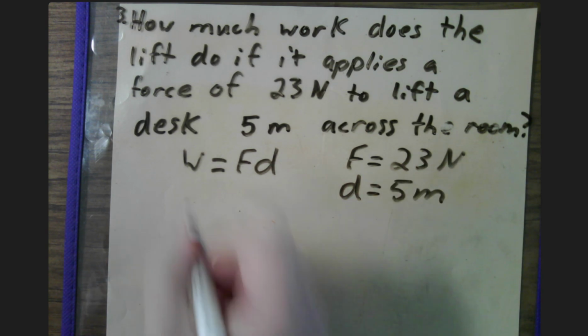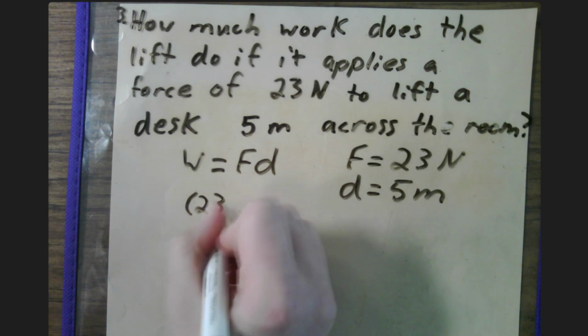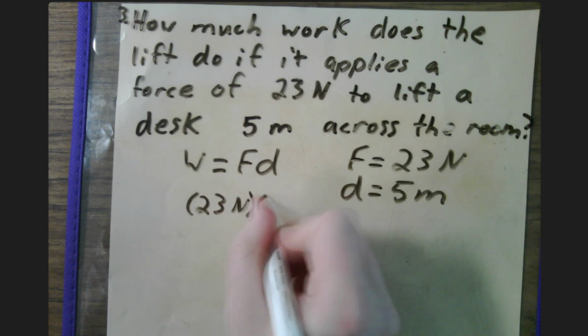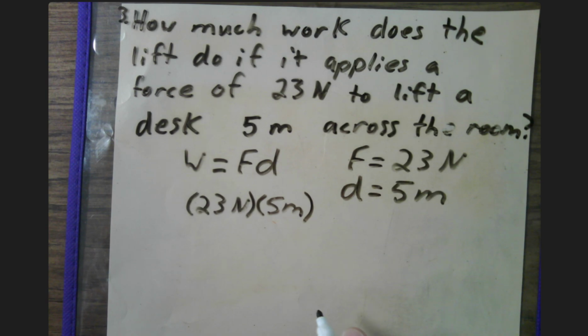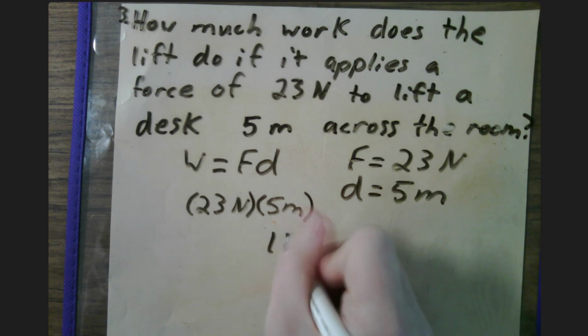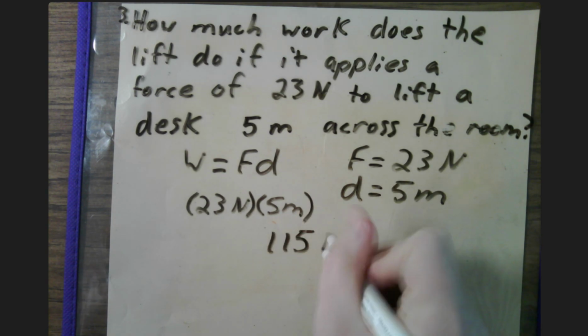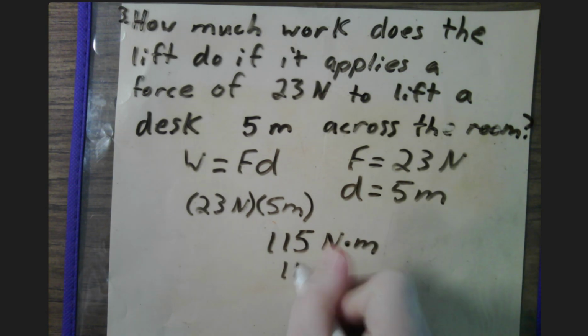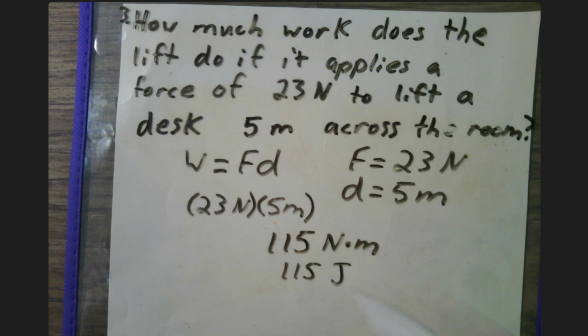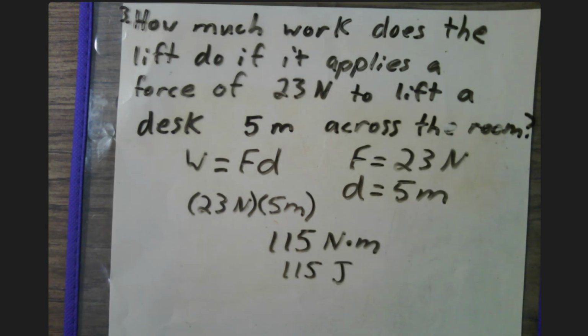So let's plug in what we know. We have 23 newtons times 5 meters. And that is equal to 115 newtons times meters. Or simplified version, 115 joules. Now let's switch gears and see how in the world we calculate for power.